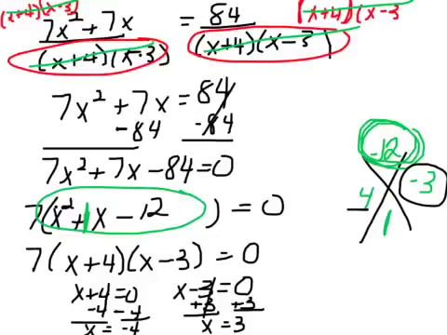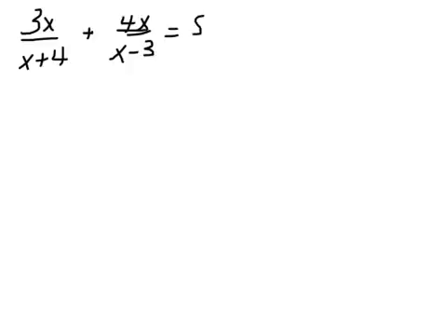Because there is the possibility that I might find an answer here that doesn't work. Let me go back. Our two answers that we're getting are x equals negative 4, x equals 3. I'm going to have to go to another slide because I need to look at the original equation, which I believe is 3x over x plus 4, plus 4x over x minus 3, equal to 84 over x squared plus x minus 12.